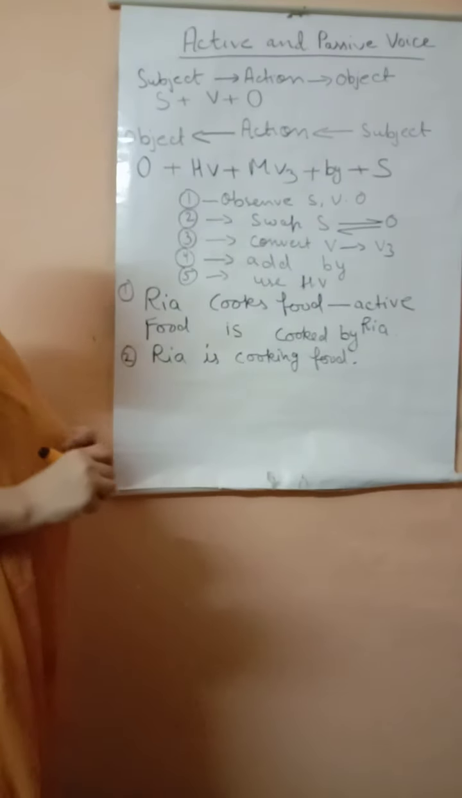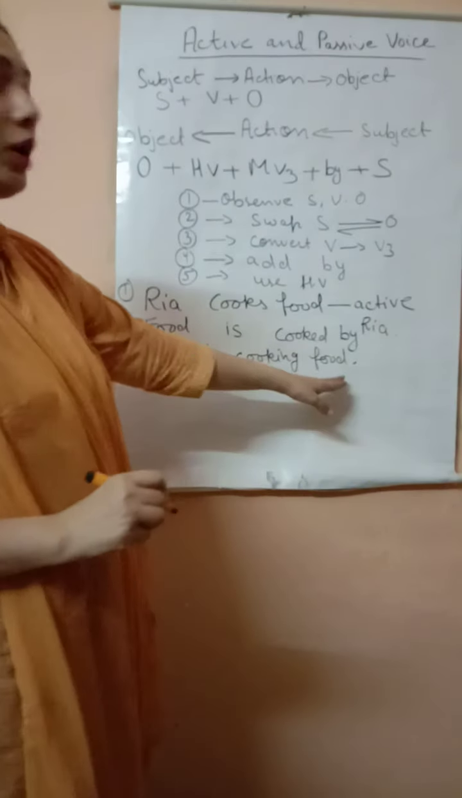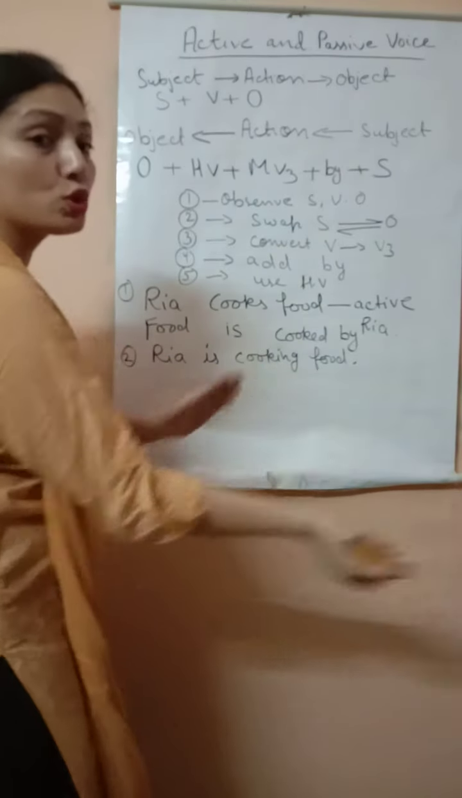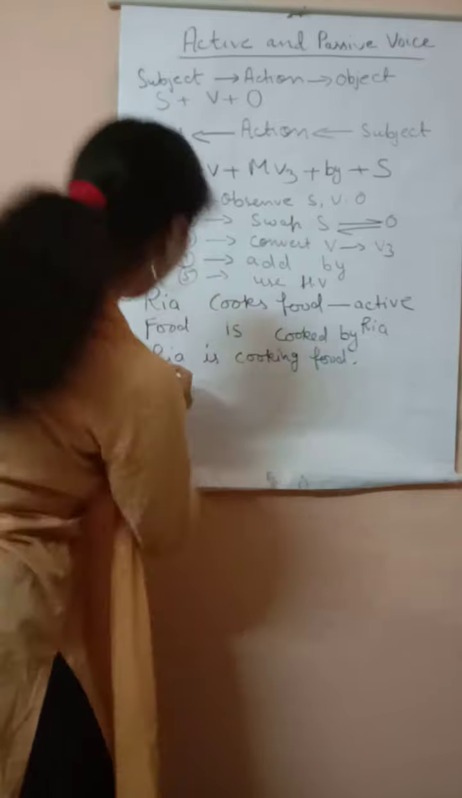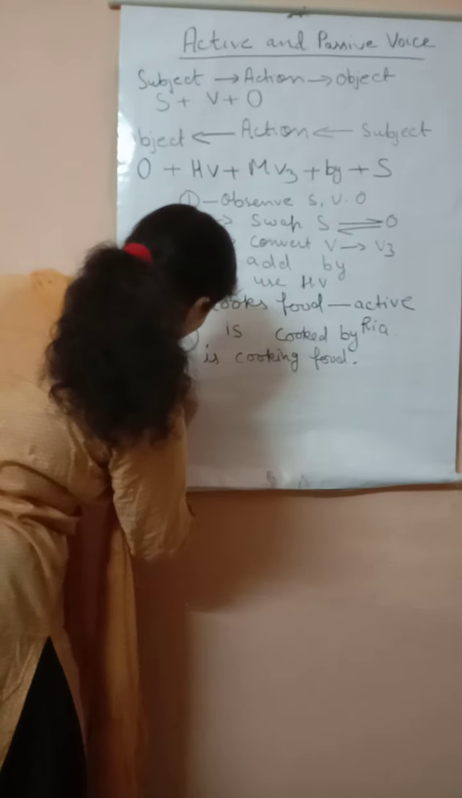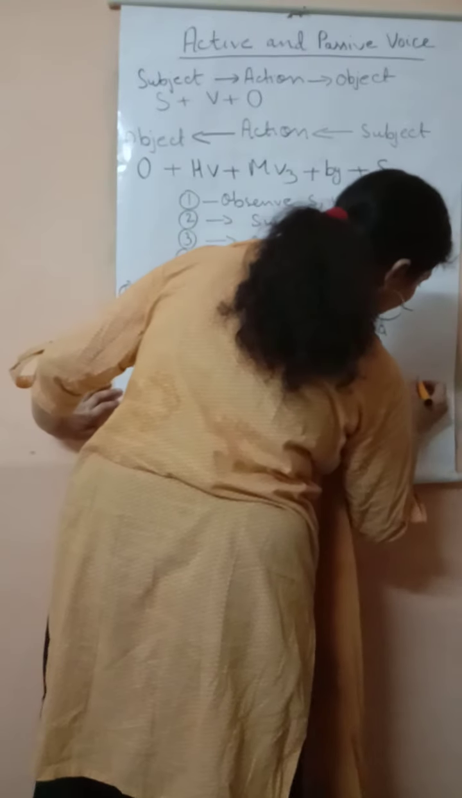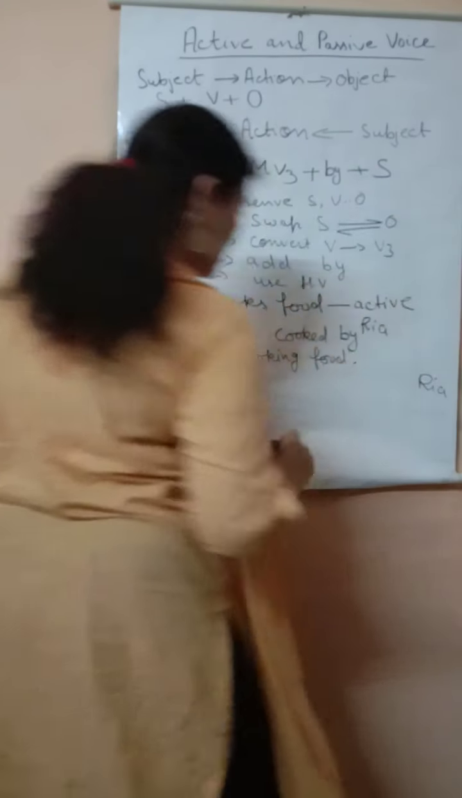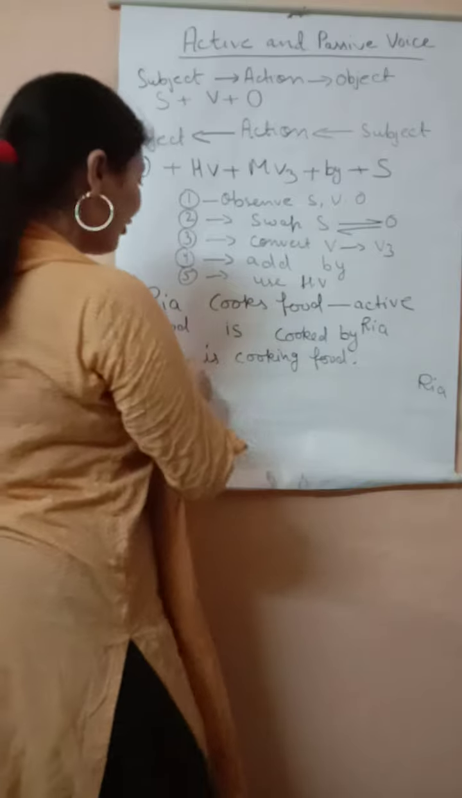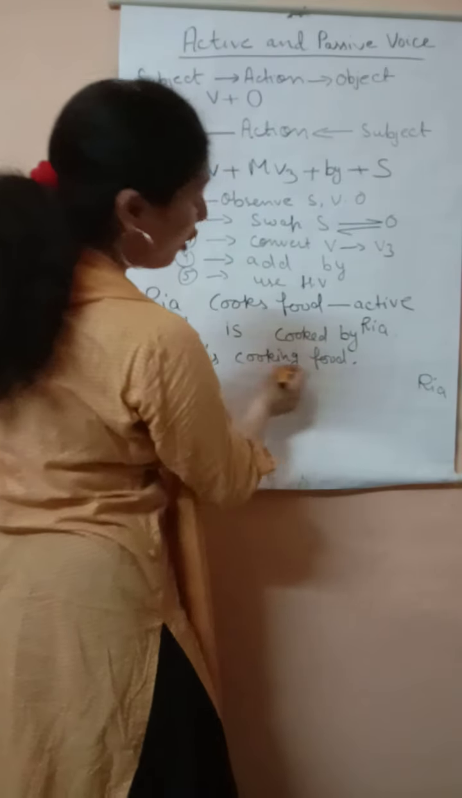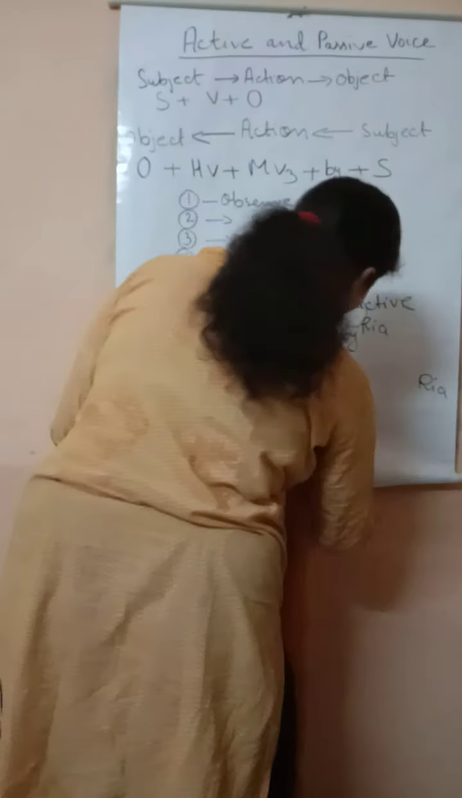So children, what is your subject? Obviously Ria, and object food. So here I am going to swap it. From food I am going to write here food. Then Ria in last. Alright. Food. The third form of cook. We use cooked here.